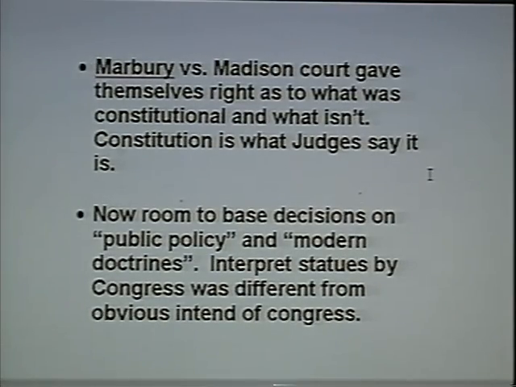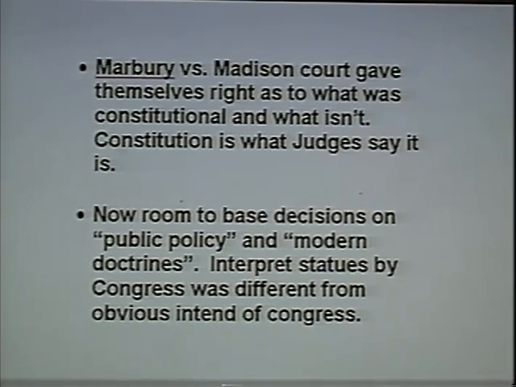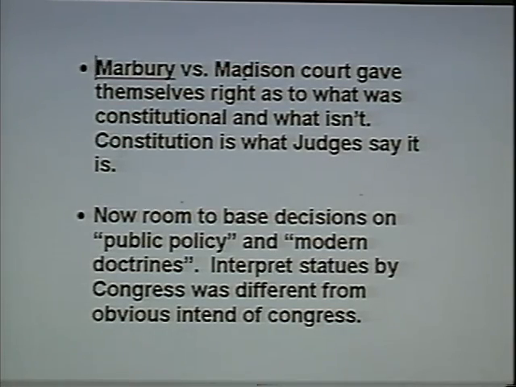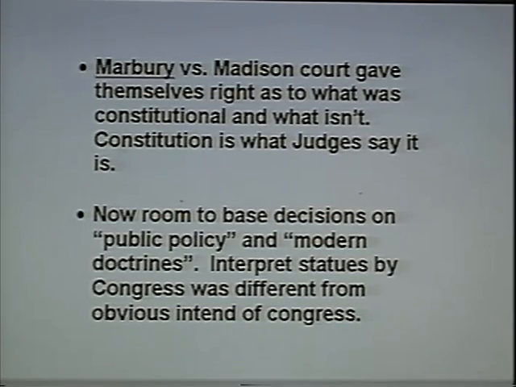As time went on, there was discussion over just what the boundaries of the Supreme Court were in regards to its interpretation of the Constitution. And in the Supreme Court case Marbury versus Madison, the Supreme Court actually put an end to that question because it gave themselves the right to decide what was Constitutional and what wasn't. In other words, the Constitution, according to them, is what the judges say it is. And folks, that just threw the floodgates wide open.